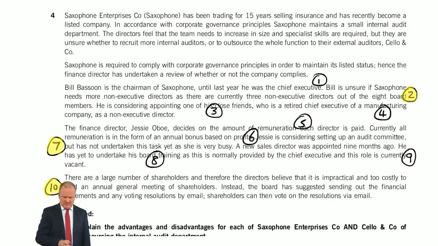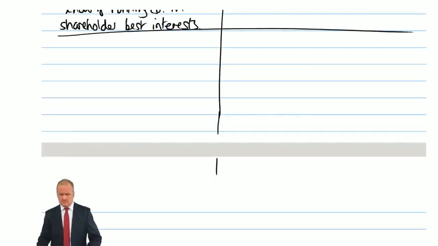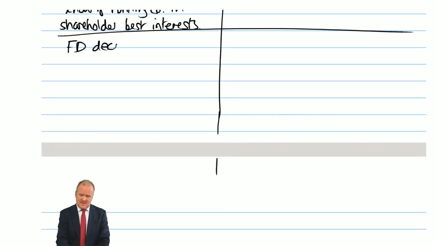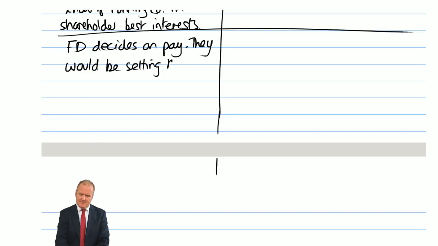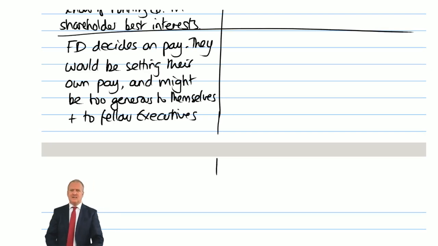I also think you really ought to understand that finance directors do not decide on the pay of each director, partly because the finance director is one of the directors whose pay needs to be set. Finance director decides on pay. They would be setting their own pay, and might be too generous to themselves and to fellow executives. In other words, they've got a fairly clear self-interest threat.